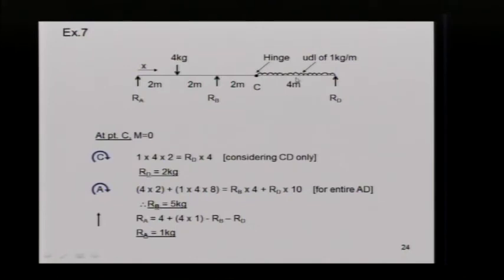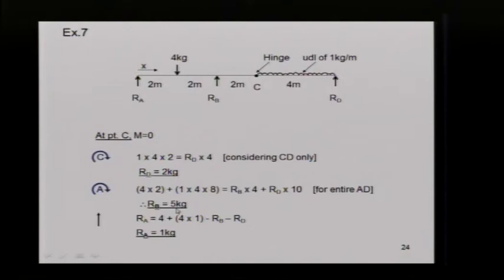Now, the line of action is here. From there, you have to measure the distance all the way up to there. That is 2 plus 2 plus 2 plus 4 by 2. That is this 8 here, right? All those moments are in the clockwise direction. Now, in the anti-clockwise direction, you will have RB times 4, also RD times 4 plus 2 plus 2 plus 2, 10, right? Now this is for the entire beam AD. Now RD we have already found, so the only unknown here is RB, and therefore we can find RB.